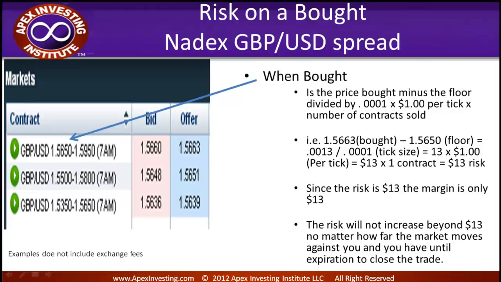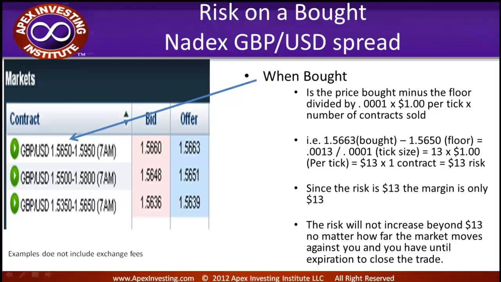The difference is 0.0013. We divide that by the tick size of 0.0001, and you know the tick size simply by looking at the last digit it's quoted in. That gives us 13 ticks times $1 per tick, $13 on one contract equals $13 risk.